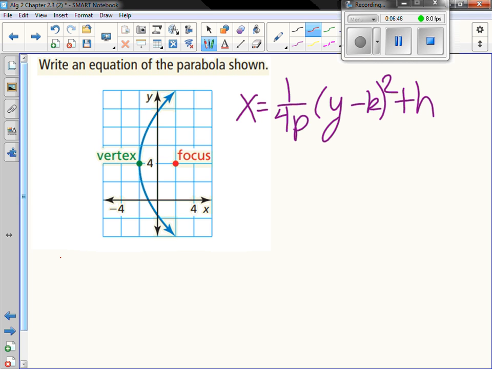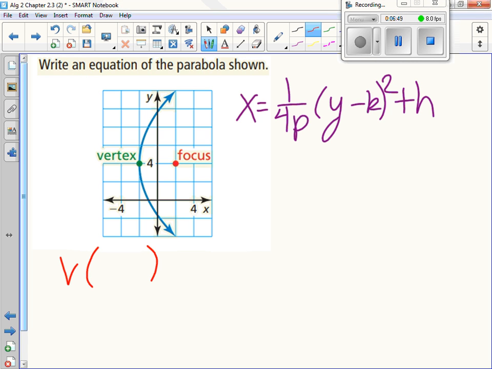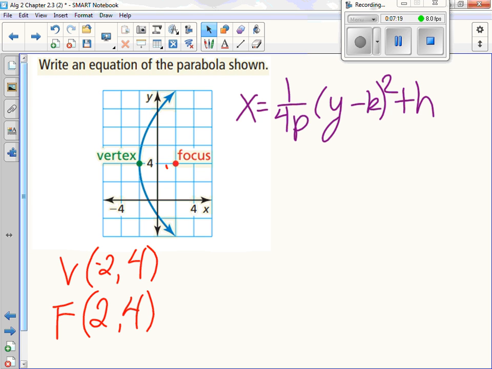Now it tells us that the vertex, well, you can see the y value is 4. The x value is negative 2, because this one here is stepping by 2. Each one of those lines signifies a movement of 2 units. Now the focus. It's still at 4. This time it's at 2, 4. It went in the opposite direction.